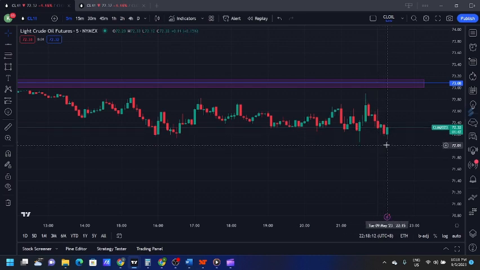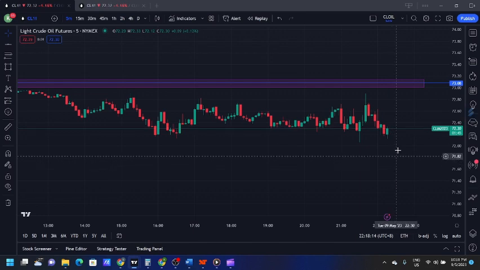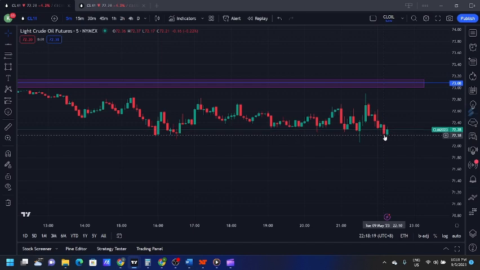Maybe if it goes down a bit, then it rejects back, then maybe there's a trade. The closing of this candle, I don't think it's a high probability trade. So I just avoid it and let it do what it should. I'll update you guys later.